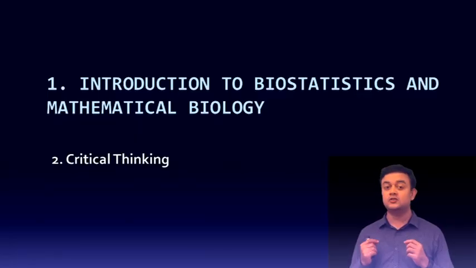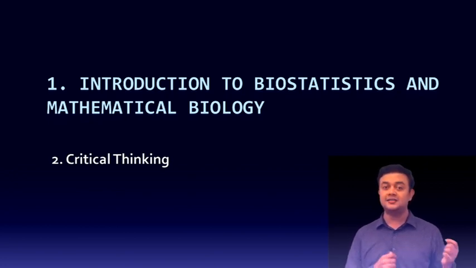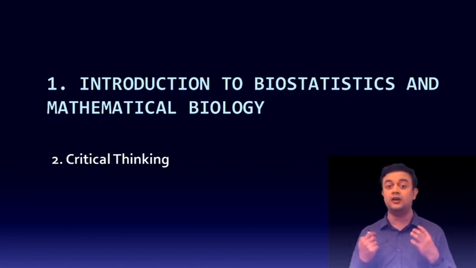So let us continue the first module. The module is called Introduction to the Biostatistics and Mathematical Biology. Now here this is section number 2 called Critical Thinking. In our last section we discussed the introduction, scope and philosophical framework. In this section we will be seeing about critical thinking.